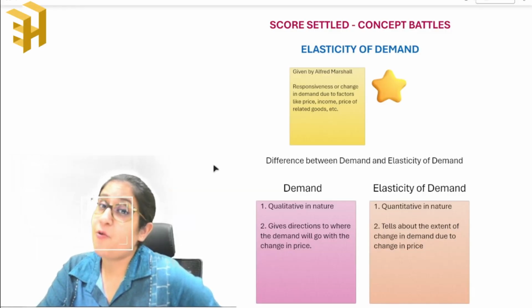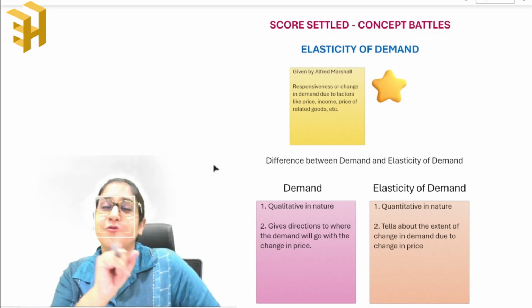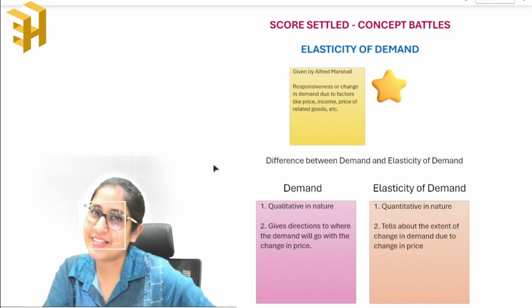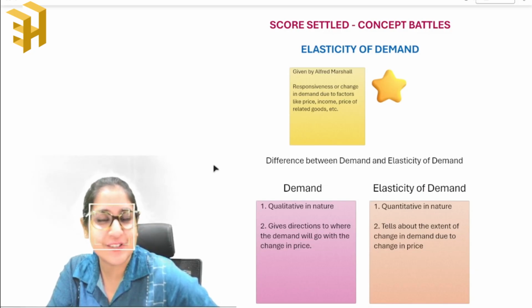Imagine yourself walking into the store and finding that the price of your favorite chocolate has increased. Would you still buy it?